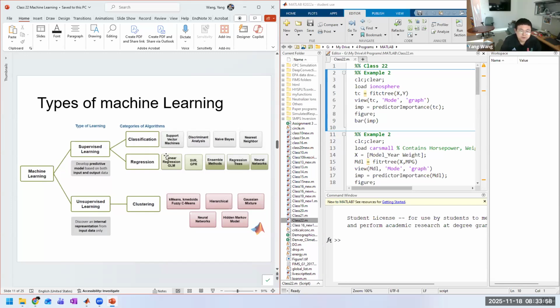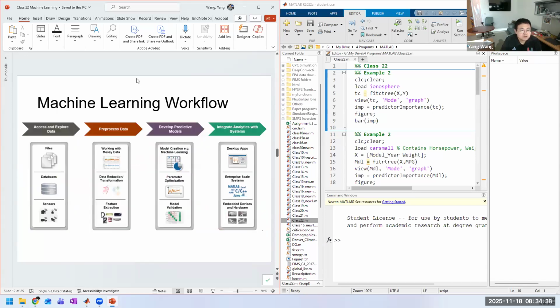For example, for classification, there are support vector machines, discriminant analysis, naive Bayes, nearest neighbor. For regression, there are linear regression, GLM, and the regression tree. We're going to talk about the decision tree and regression tree later on as a simple example. For clustering, there are even more types, such as neural networks. Each of these algorithms can be used for a certain type of problem. If you want to know more about these different algorithms, it's better that you take a separate class about machine learning, for example, from computer science or computer engineering.